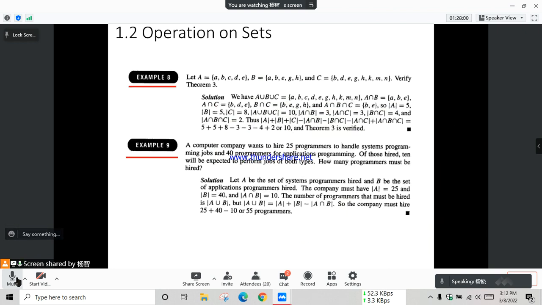Look at example 8. A equals {A, B, C, D, E}, B equals {A, B, E, G, H}, C equals {B, D, E, G, H, K, M}, and verify theorem 3. It means we just verify this expression.